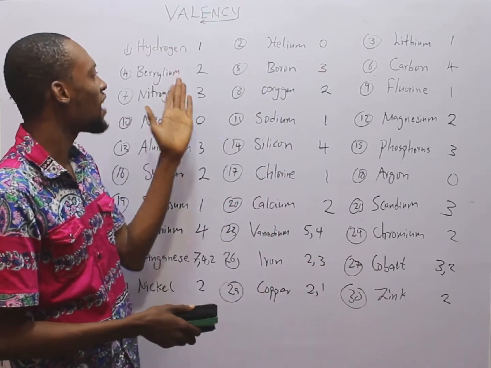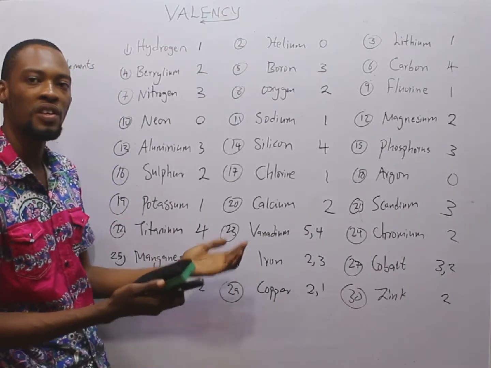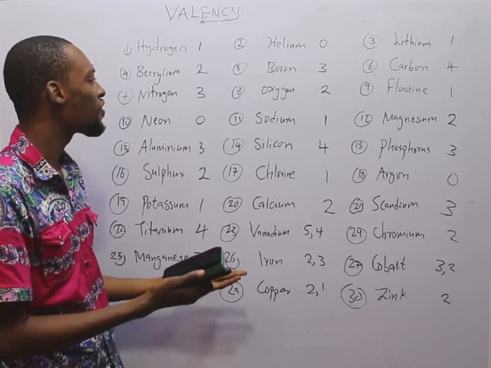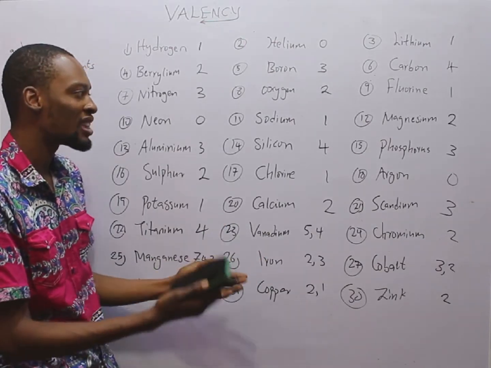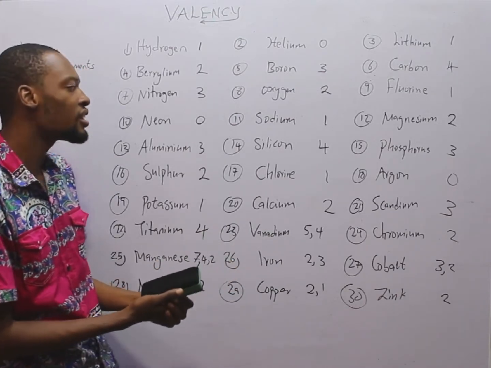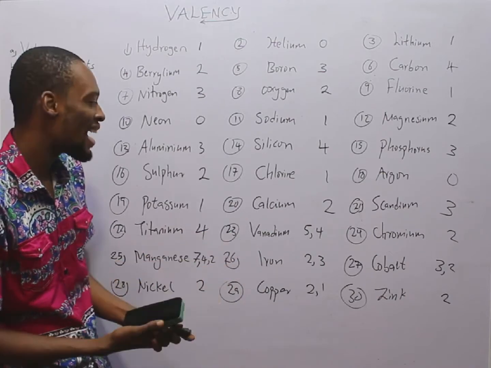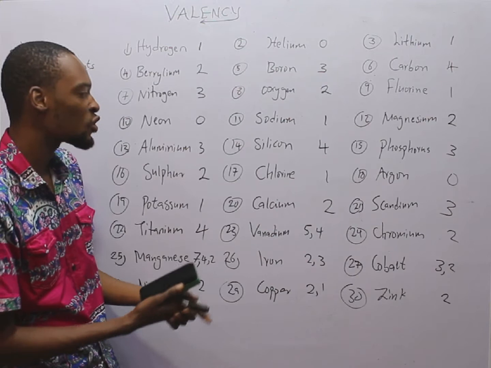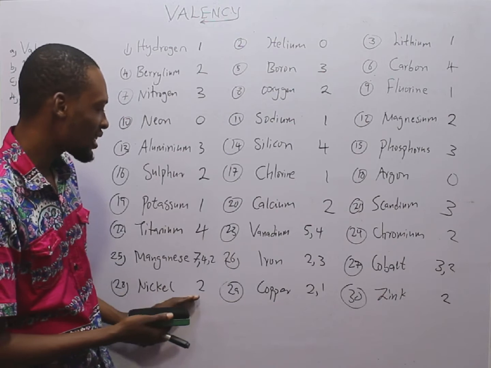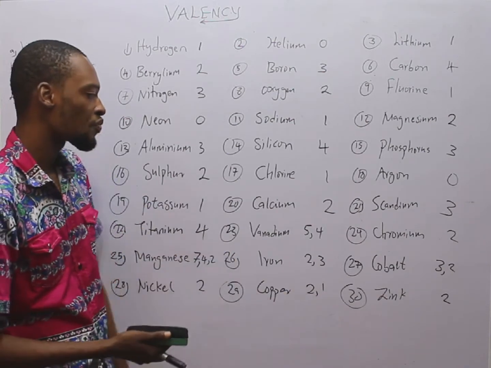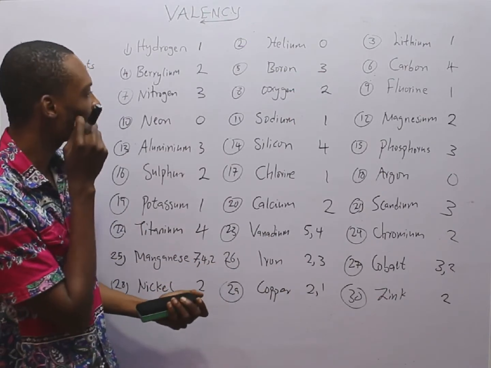So the valency of hydrogen is 1, helium 0, lithium 1, beryllium 2, boron 3, carbon 4, nitrogen 3, oxygen 2, fluorine 1, neon 0, sodium 1, magnesium 2, aluminium 3, silicon 4, phosphorus 3, sulfur 2, chlorine 1, argon 0, potassium 1, calcium 2, scandium 3, titanium 4, chromium 2, nickel 2, zinc 2. Iron is also a transition element. It has variable valency.